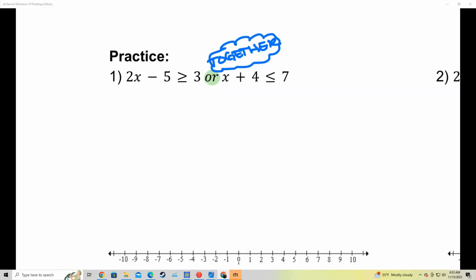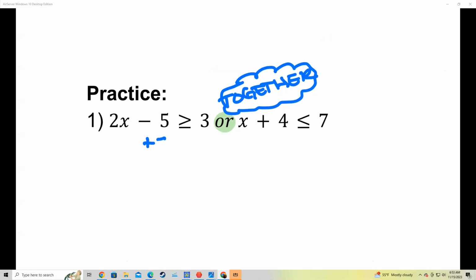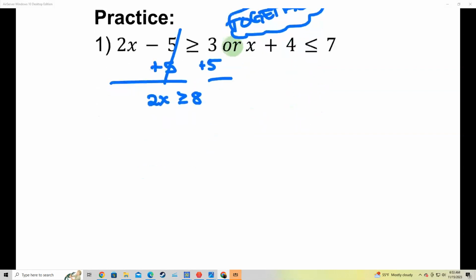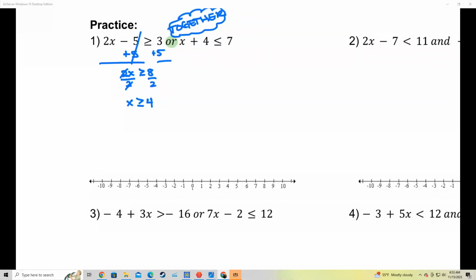So what do I do? Well, I make it so that I do know how to graph it. I'm going to get that x by itself. I'm going to do that by adding 5 to both sides. I get 2x is greater than or equal to 8. And I'm going to divide both sides by 2. I get x is greater than or equal to 4. I can go ahead and graph that. X is greater than or equal to 4. Here's 4. I'm going to go ahead and circle it. I'm going to shade it. And I want the numbers that are greater than or equal to 4, so I'm going to go to the right.